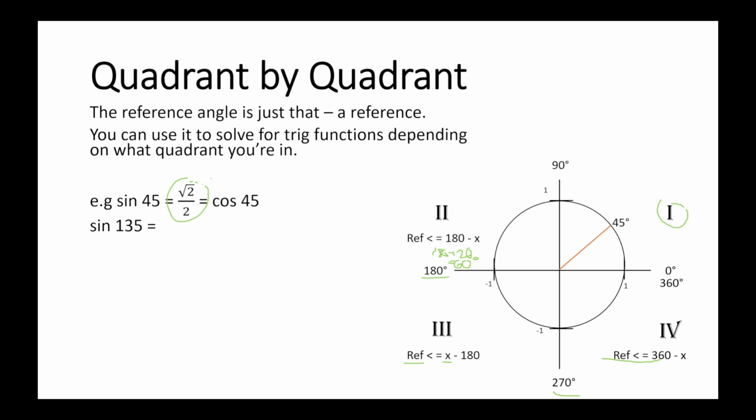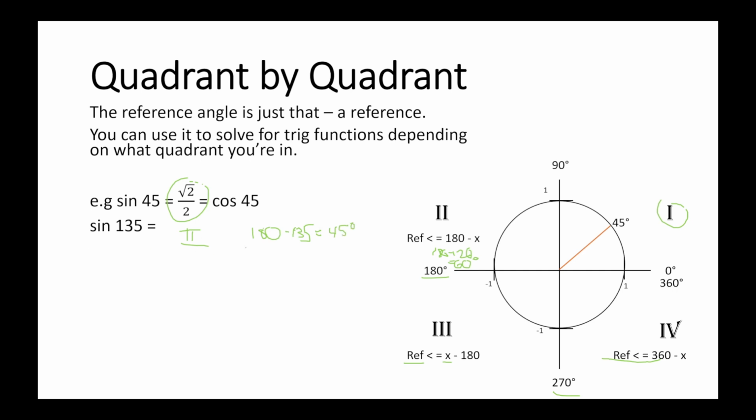The first thing that I would do is find a reference angle. Well, what quadrant does it fall in? It's in quadrant number 2. It's between 90 and 180. So I would use my formula that I have here, and I would do 180 minus 135. That would tell me that my reference angle is 45 degrees.